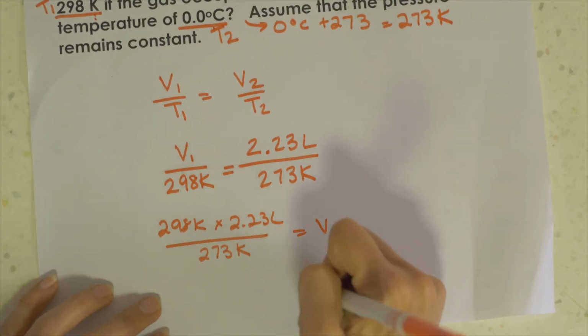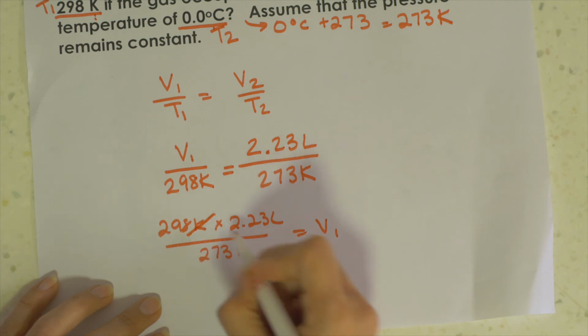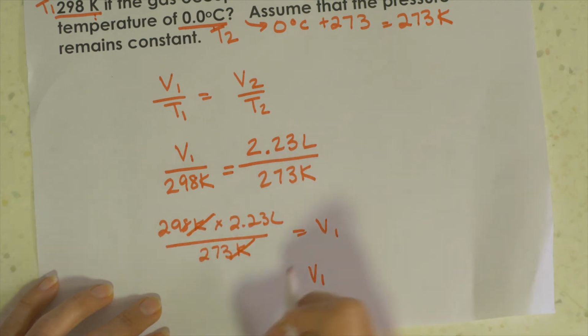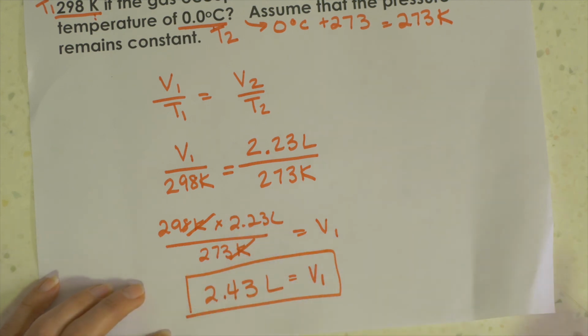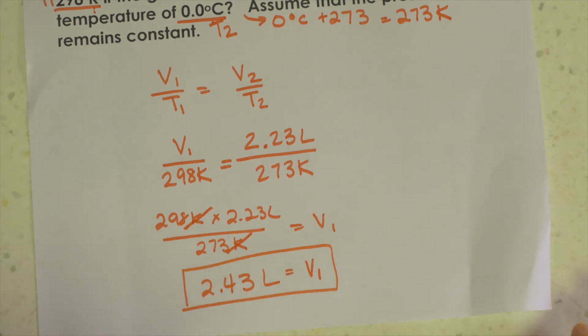And so in this case, if I did that in my calculator and noticing that my kelvins this time cancel out, and so I should be left with liters as my units. So if I do that in my calculator, I get 2.43 liters. And put that in a box. Okay, so now it's time for you to go try some on your own.